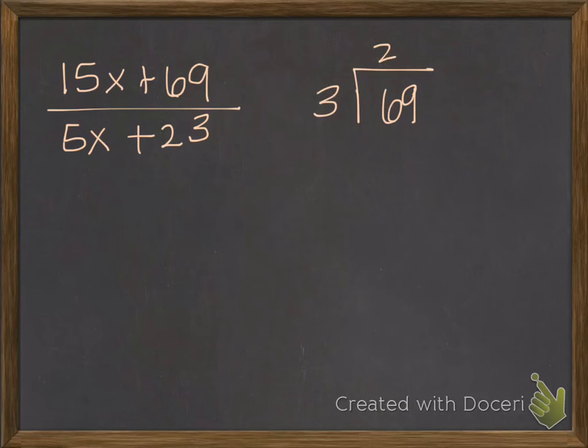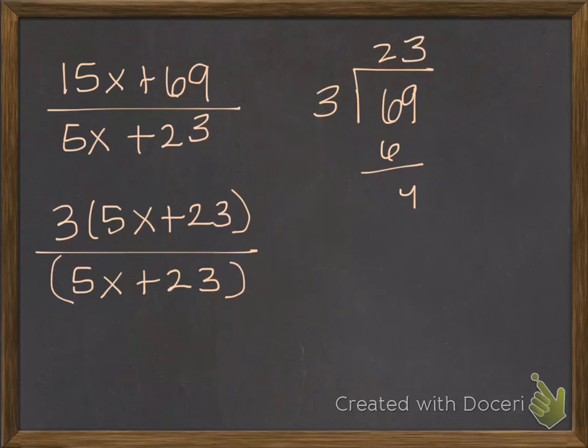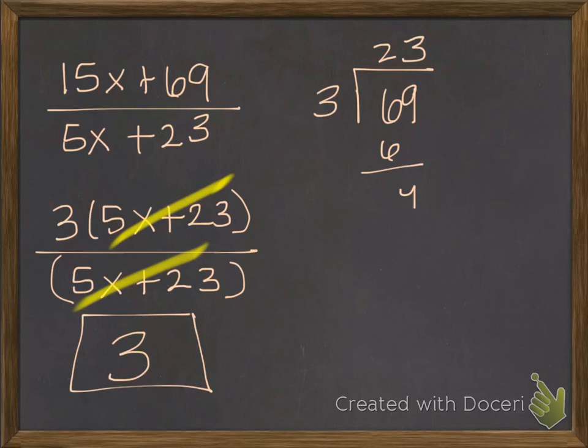So I go into 6 twice. That gives me a 6, and I bring that down, and then I get this 9, and that gives me a 3. Oh, and it is 23. Okay. So that's 3 times (5x plus 23), if I factor that 3 out, over 5x plus 23. And those two things will cancel. And look at that. The answer to all of that madness on the first slide is just 3.